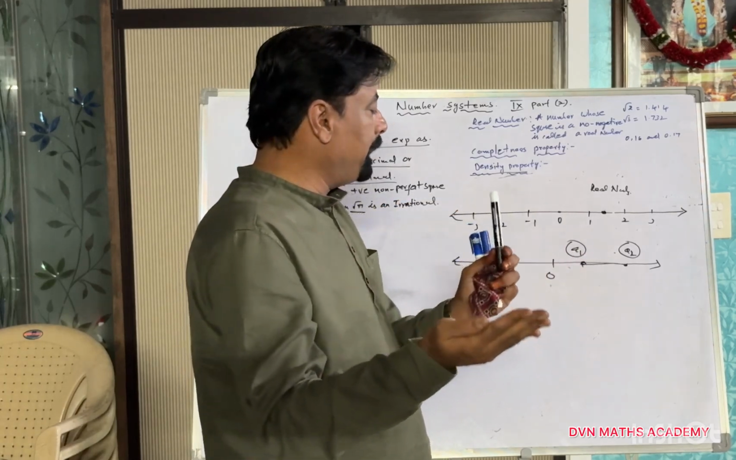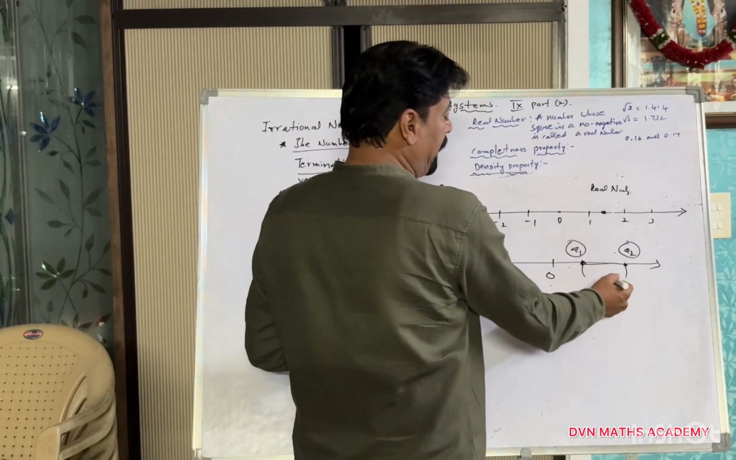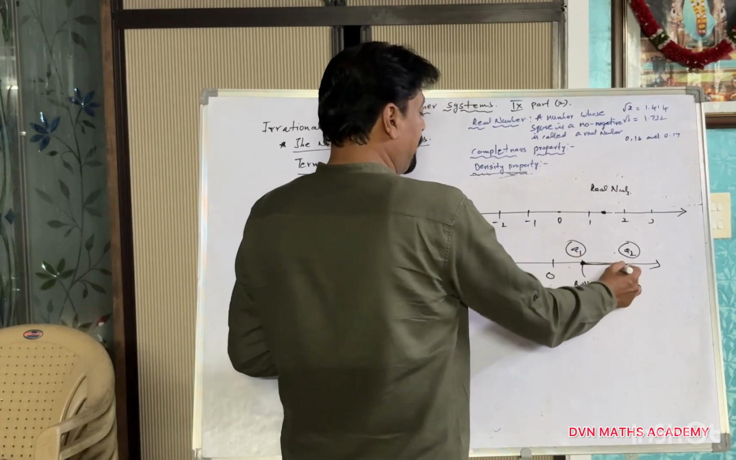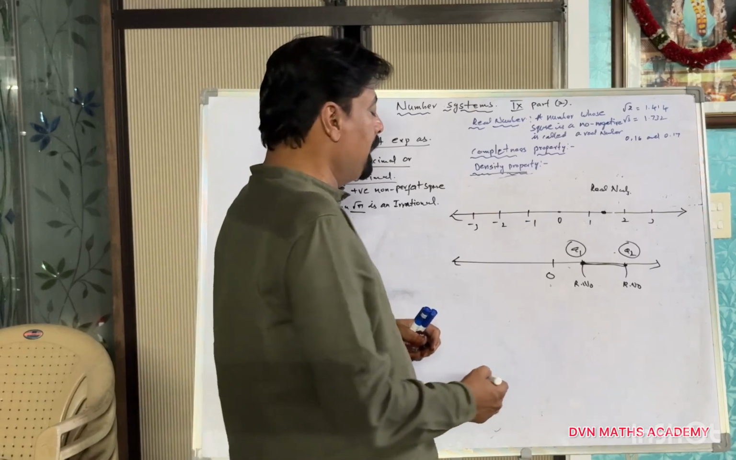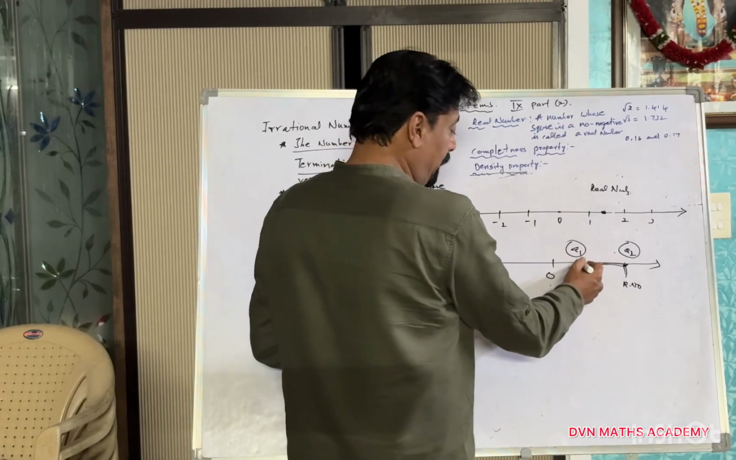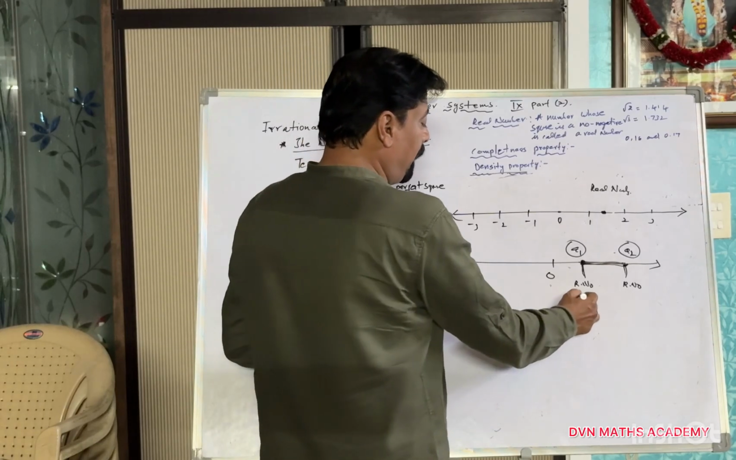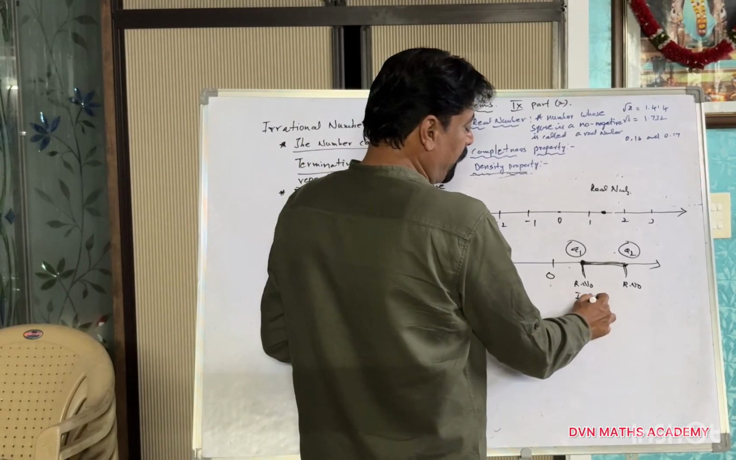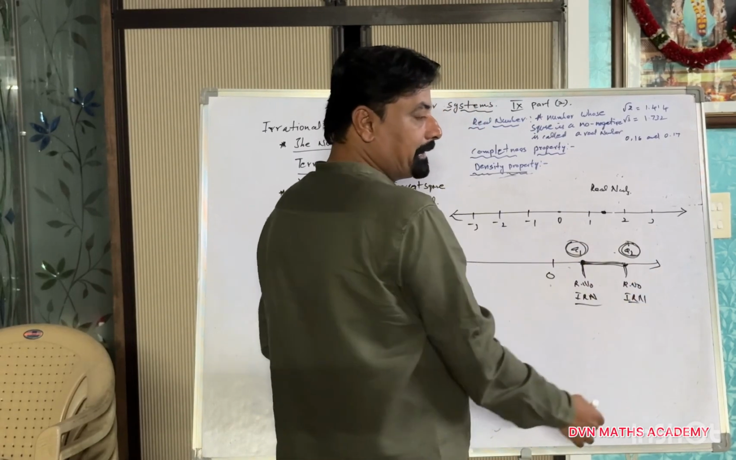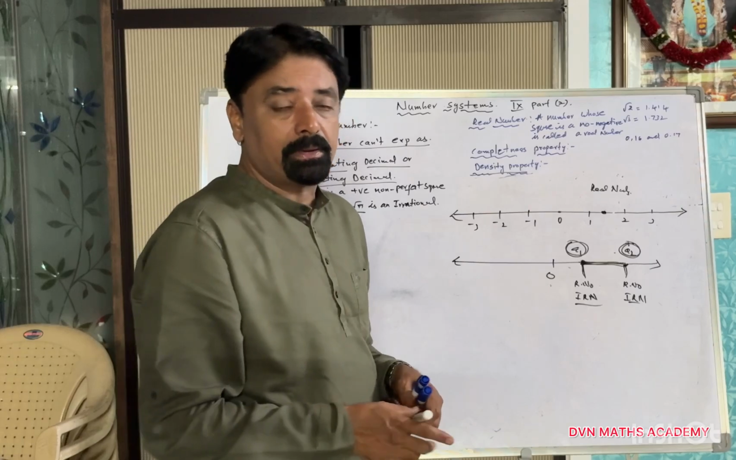So it will be converted into another two statements. What are they? There are infinite rational numbers between two given rational numbers. There are infinite irrational numbers between two rational numbers. And for example, if these two are irrational, on the number line, there are infinite irrational numbers between two irrational numbers also.